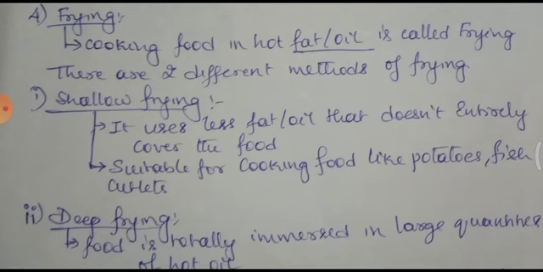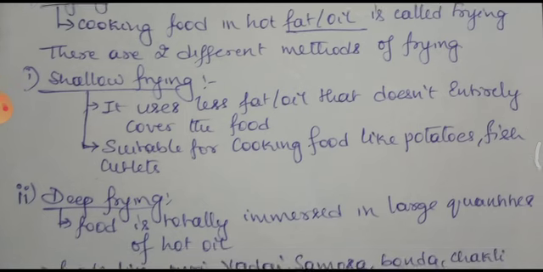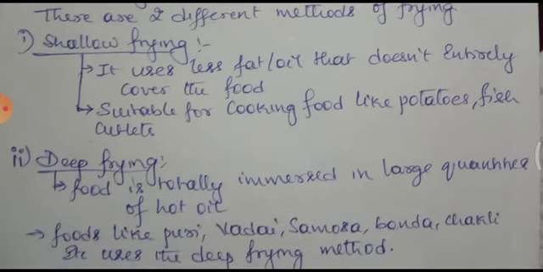Shallow frying uses less fat or oil that doesn't entirely cover the food. So the whole food is not covered by the oil. This method is suitable for cooking potatoes, fish and cutlets, and in those also we put less oil. Also while making an omelette we put less oil on the pan. So that is shallow frying.